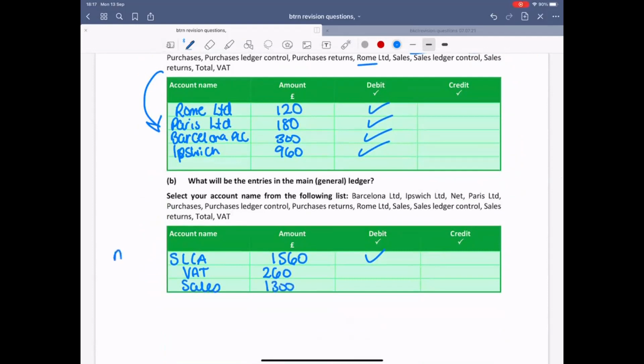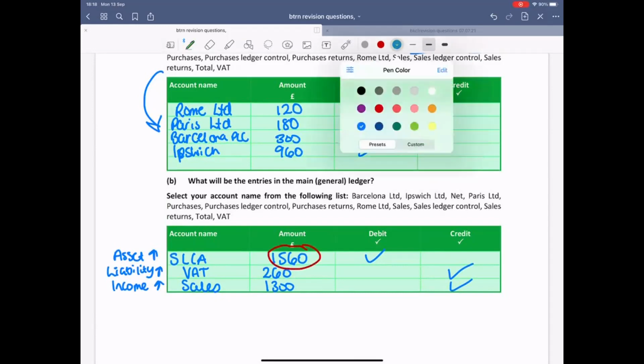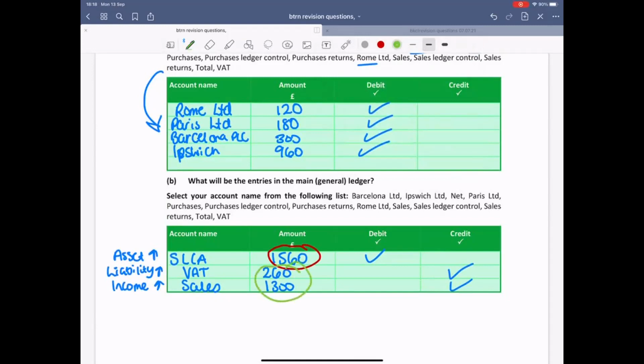So remember, we've increased the asset by doing the debit. Therefore, we're going to increase our liability and increase our income. So these entries, remember in our debit-credit rules, we see liability and income on the credit side. So we're going to credit our VAT and our sales account with those two entries. And we can see there, our debit matches up to our two credits. We've got equal debits and credits, and that's what we're aiming for.